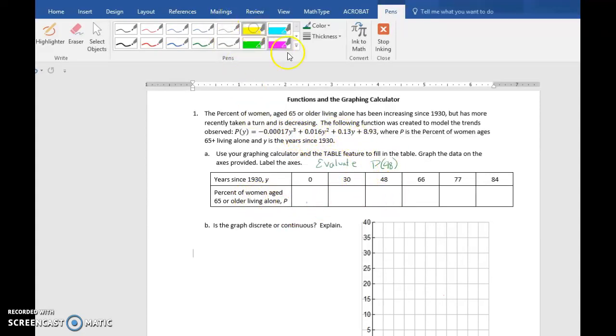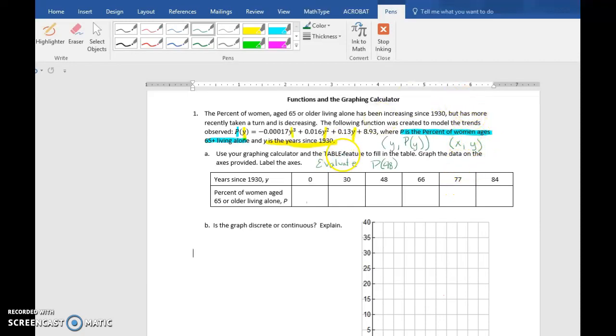And so just real quickly, Y is our input variable, and the Y represents the years since 1930, and our output is the variable P, and P represents the percent of women aged 65 and over living alone. One thing to keep in mind, we have the ordered pair Y comma P of Y in terms of our variable declarations. Know that our graphing calculators only understand X and Y.